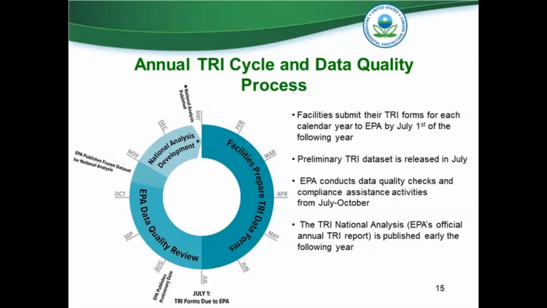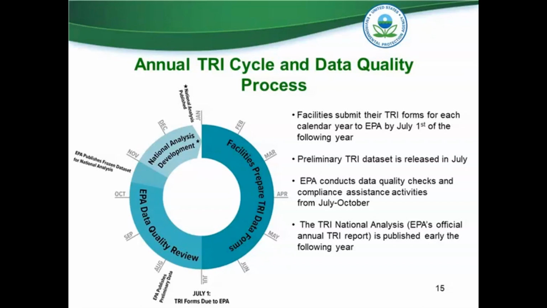Then about 3 weeks after that July 1st reporting deadline, we release the preliminary data set, which is just that very first version of the TRI data set that we received by July 1st. Then EPA conducts data quality checks with the assistance of our regional coordinators and provides compliance assistance activities throughout the rest of the summer and into the fall. And the data set is refreshed with any revisions or late submissions that come in from facilities that increase the quality of that data set.